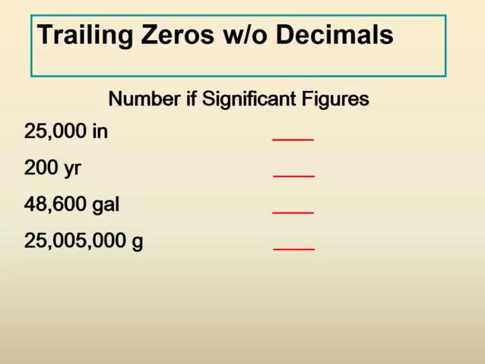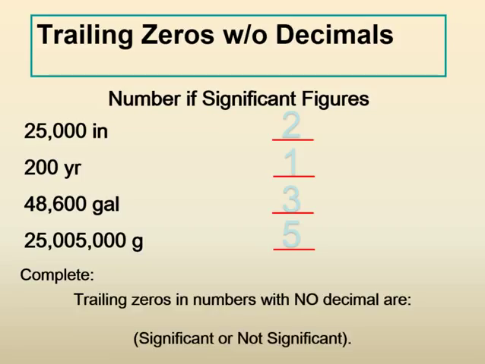All right. First value here, 2 significant figures. Second value, 1 significant figure. Third value, 3 significant figures. Fourth value, 5 significant figures. So help me complete my rule. Trailing zeros in numbers with no decimal are not significant.